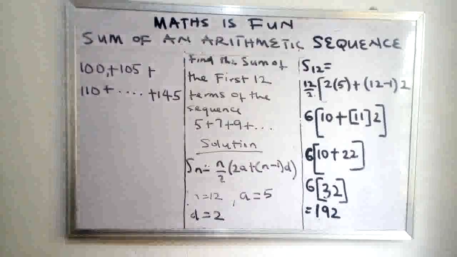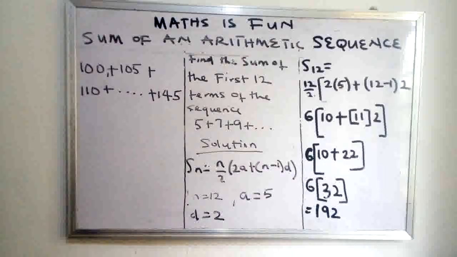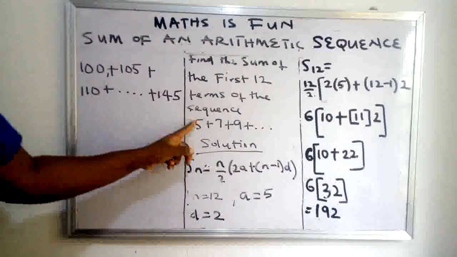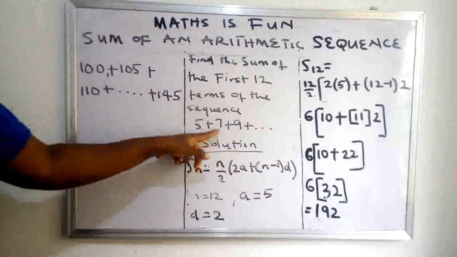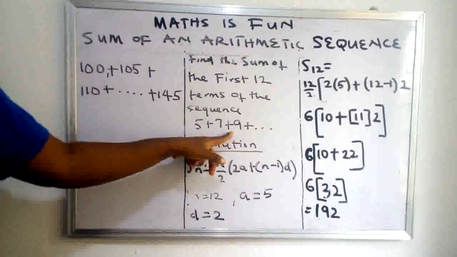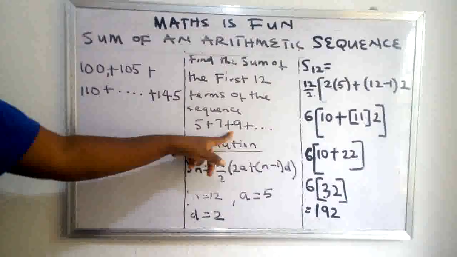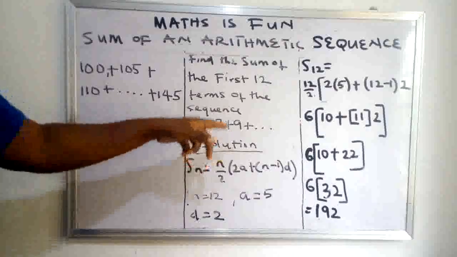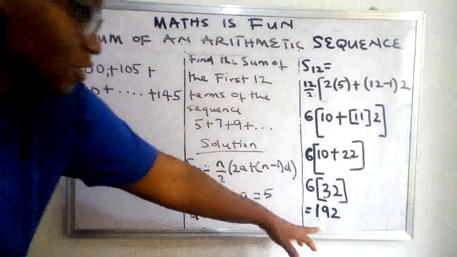What does this mean? If in a hall, the first set of seats is 5, the next row is 7, the next row is 9. If the hall has 12 rows, in all the seats in that hall is 192 seats.